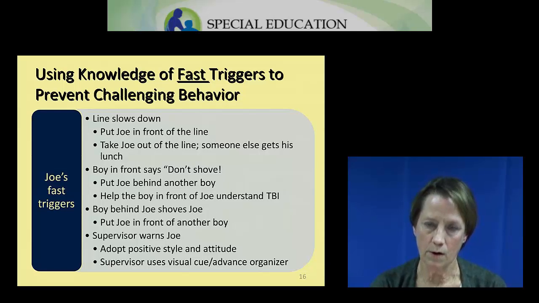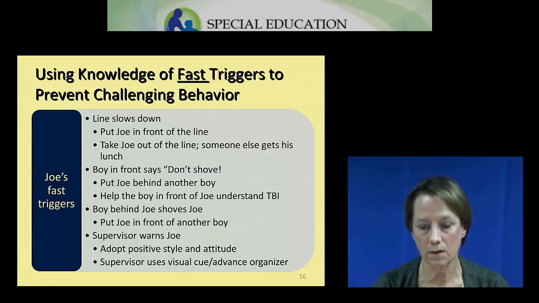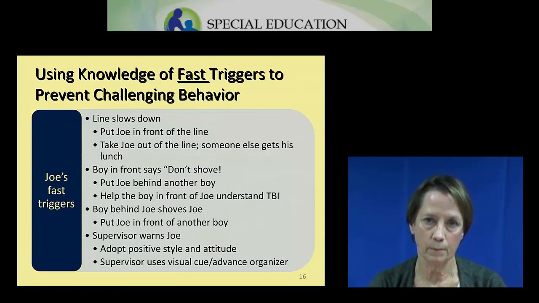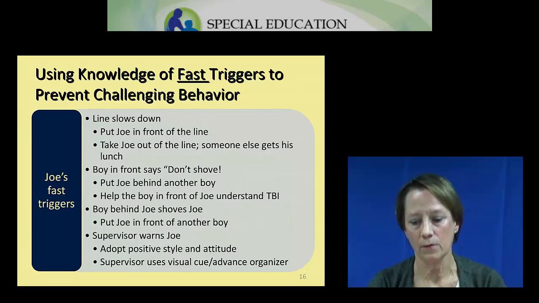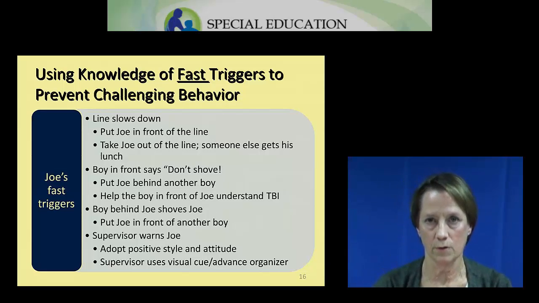These are all sort of our guesses or our best hypotheses about what are the fast triggers that might be influencing Joe's behavior. We're going to need to try out these ideas to actually see if they work, if they prevent the behavior. And it's likely that we're going to find that some combination of these influences Joe's behavior. There may be more than one factor at work here. So we're going to test them out and see which ones really lead to a change in behavior once we address them.